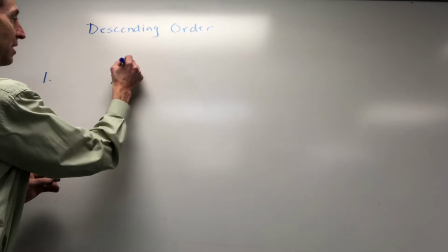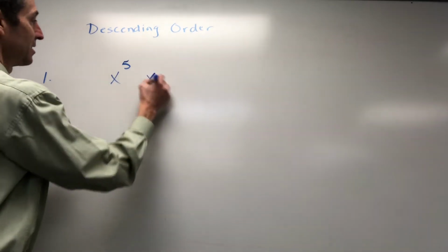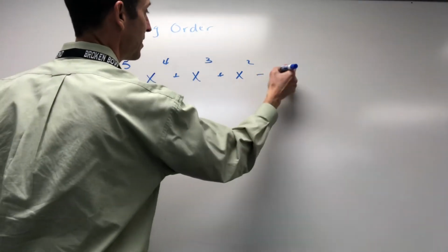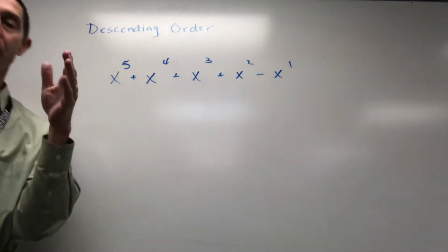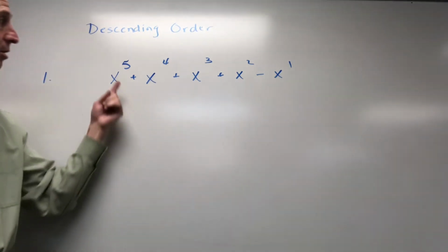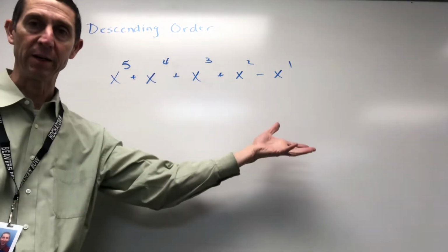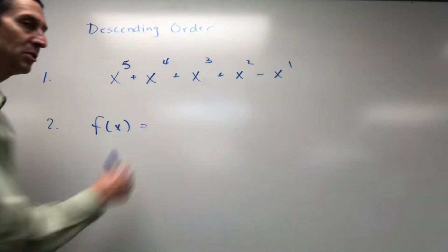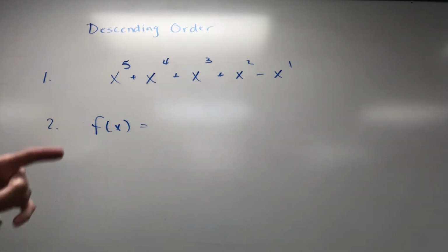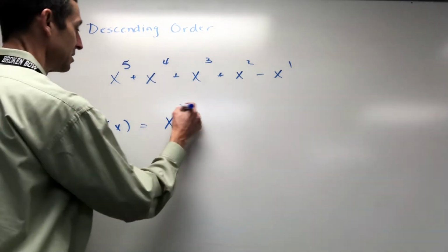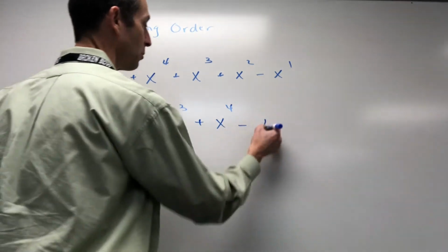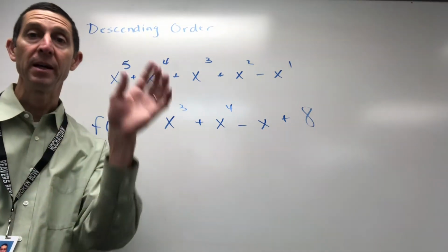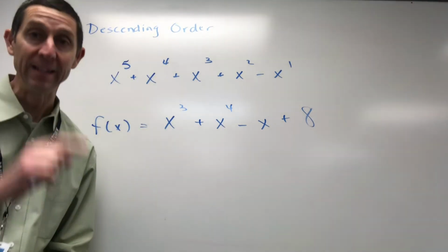So if we start with x to the fifth, and then x to the fourth, and then x to the third, x squared, x to the first, it's your powers that are in descending order. You start with 5 and you kind of work your way down. They are in order. So what happens is you get these functions and they are not in order. It might be something like x to the third plus x to the fourth minus x, maybe a number out there. So you've got to walk up to the problem and rearrange it to put it in descending order.